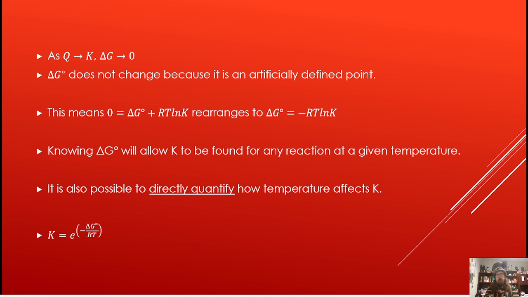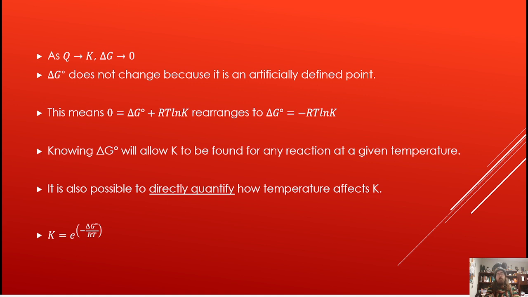Notice a large K, which is product favored, would have a positive ln K, which, because this is a negative RT ln K, would make this a spontaneous system. When K is small, ln K would be negative, and negative becomes a positive. We have a non-spontaneous system. So we can directly understand how a system is going to move based on the size of K or the Gibbs free energy and relate the two.